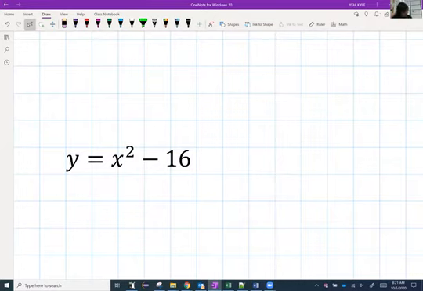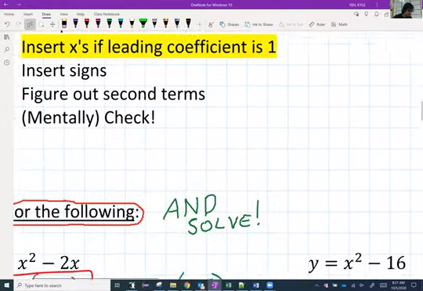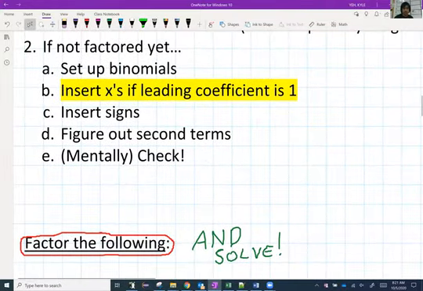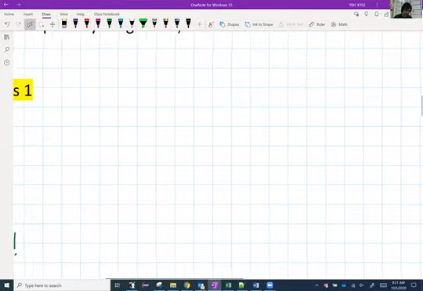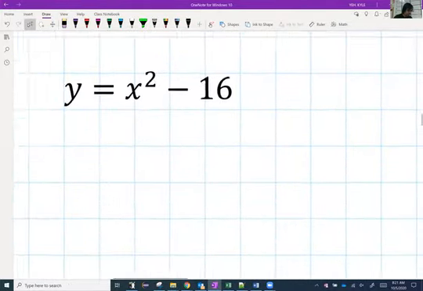Y equals x squared minus 16. There's nothing really to pull out there. I can't pull an x out of all the terms on the right. So to factor, we're going to go back to that step 2. And so you wrote these down. Hopefully you have them in your notes. You're looking at them. Set up your binomials, insert x's if the leading coefficient is 1, insert signs, figure out second terms, and then check. So here we go.